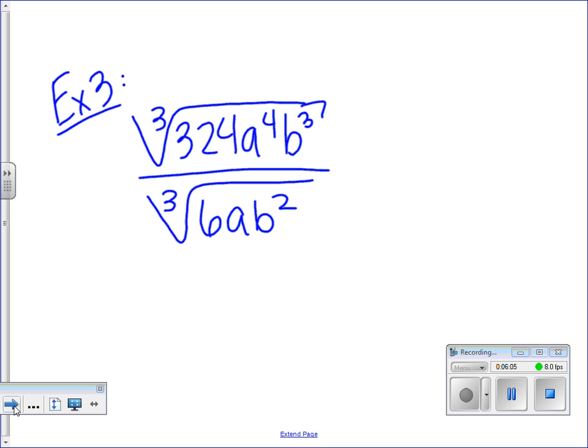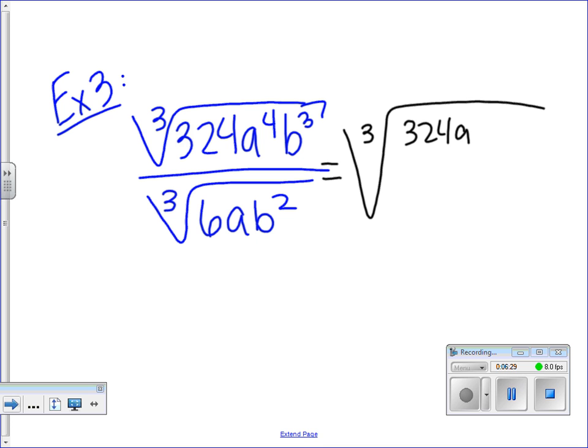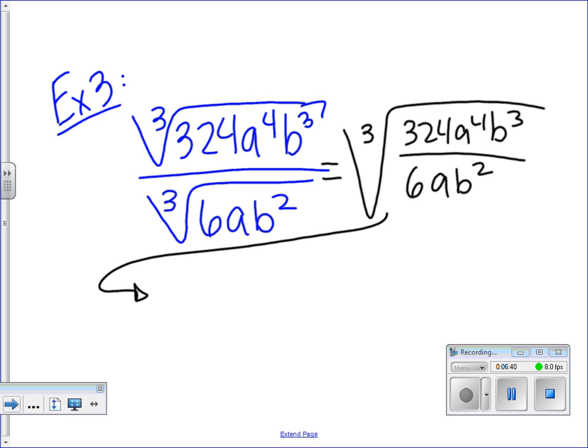Okay, we have 2 more examples. So example 3, another division problem. Cube root of 324, a to the 4th, b to the 3rd, over the cube root of 6ab squared. What we want to do first is divide what's under the radical. So again, you can write this all under one radical: 324, a to the 4th, b cubed, over 6ab squared. This also helps you see that I can divide what's under there. So I'm going to divide 324 by 6, and I get 54.